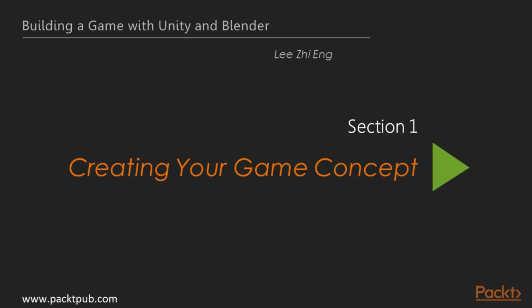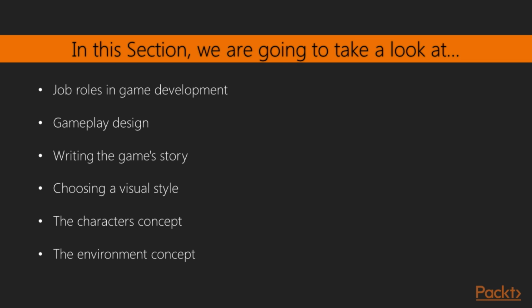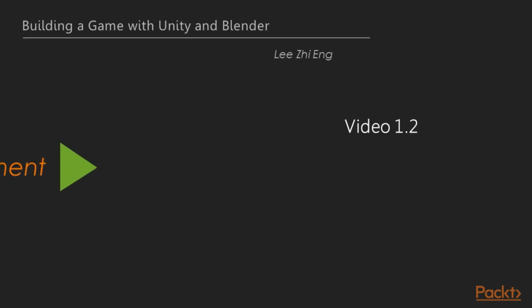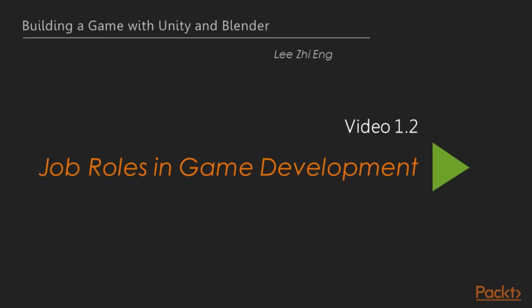Welcome to the very first section of our course, Creating Your Game Concept. In this section, we will talk about the roles in game development and gameplay design. Then we will create the game's story and choose the visual style. By the end of this section, we will have a look at the character's concept as well as the environment concept. Now we move on to the first video of this section that deals with job roles in game development.